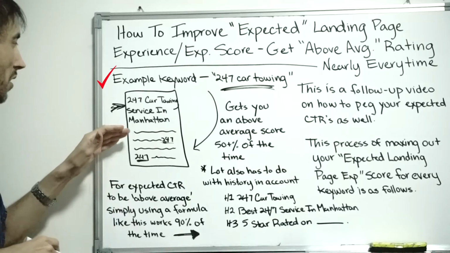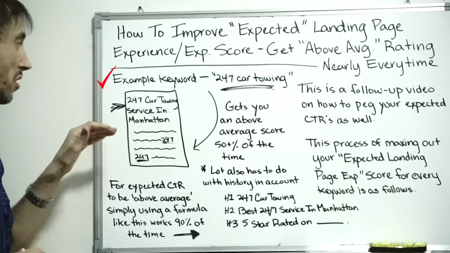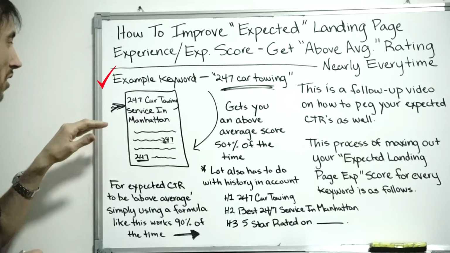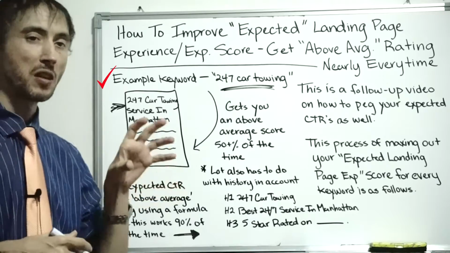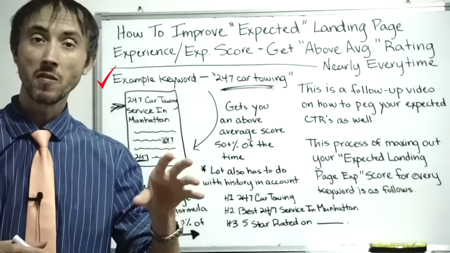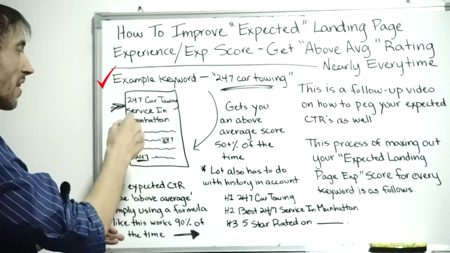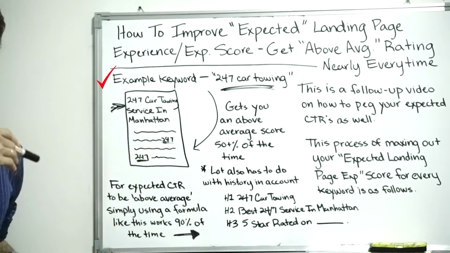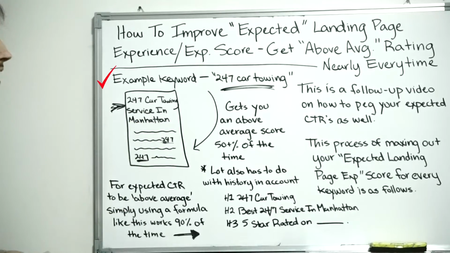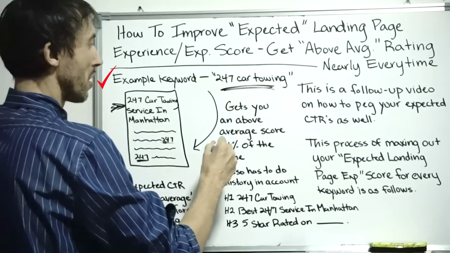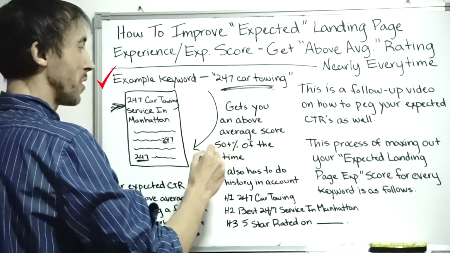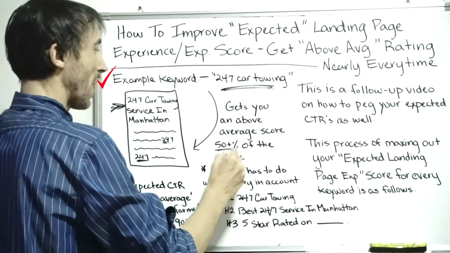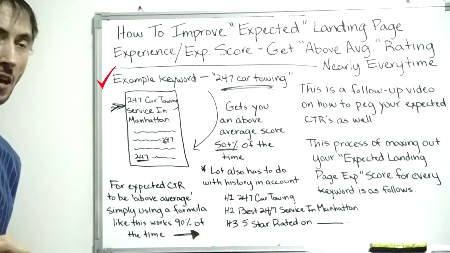But that's pretty much it. So first of all, you have to be in a position where you can have a custom landing page for each one of the keywords that you're targeting, and then you put that keyword in the headline and in the body copy at least 2 or 3 times. If you do that, you'll get your landing page experience score, as we found, to be above average more than 50% of the time.